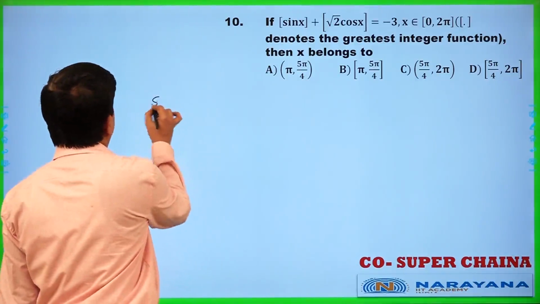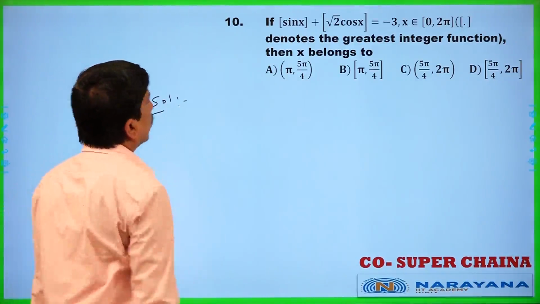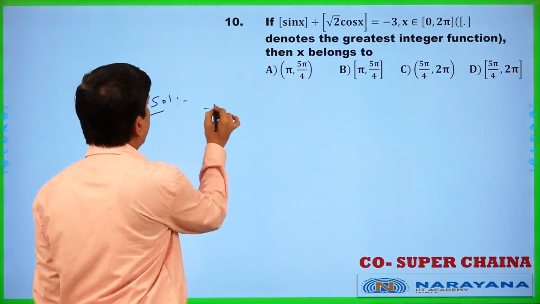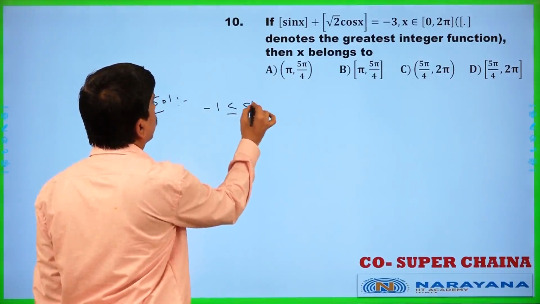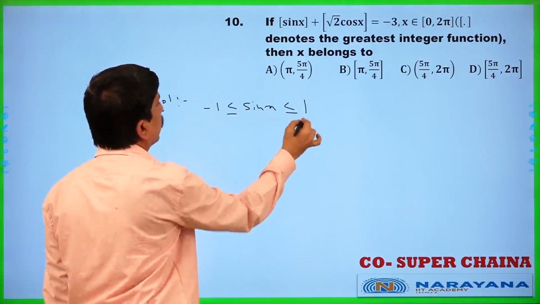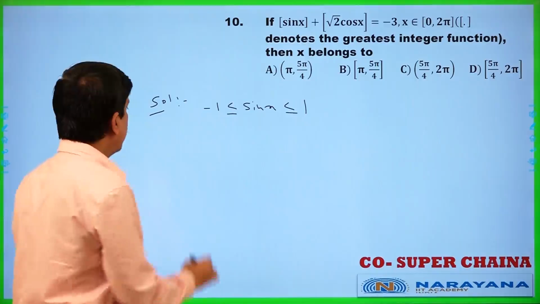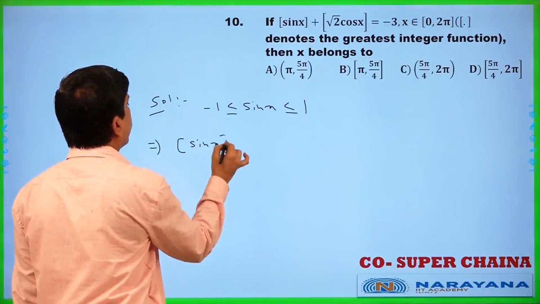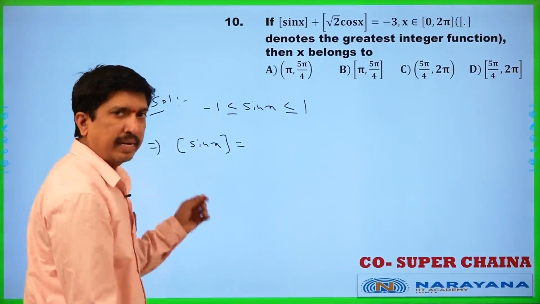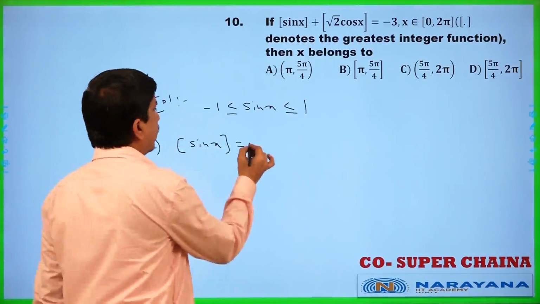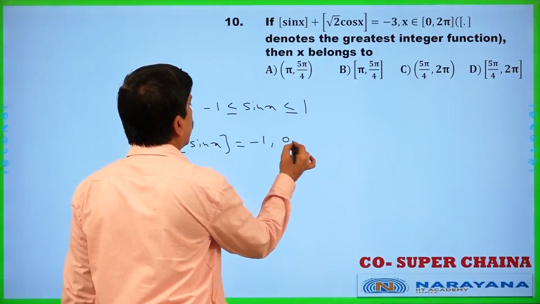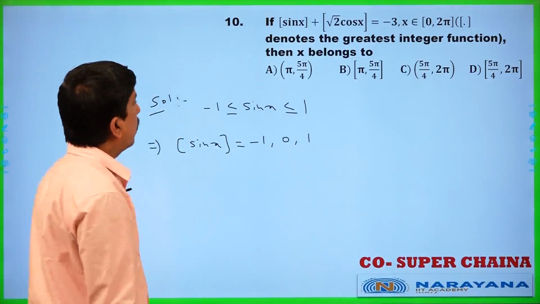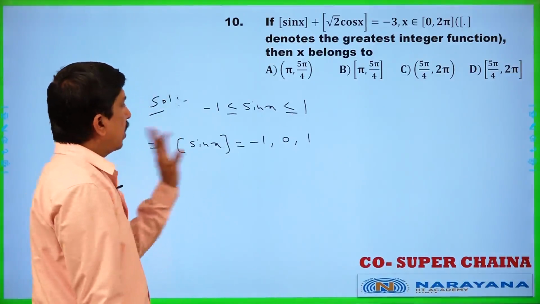Now, once you observe this one, first of all I will write the range of sin x only: minus 1 less than or equal to sin x less than or equal to 1. Sin x range is this only. Now, this implies [sin x] is equal to integer values. You can get minus 1, 0, 1. [sin x] values you will get like this.